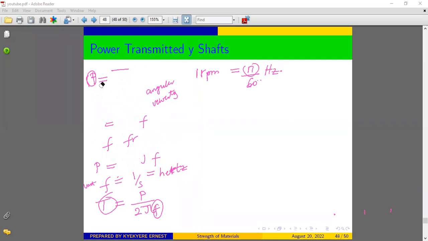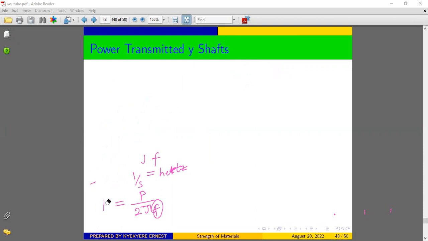Strain energy of shafts. We have already established the fact that strain energy is the amount of energy stored when a force deforms a material or a structure. So the amount of work done in deforming a structure is what we refer to as the strain energy.